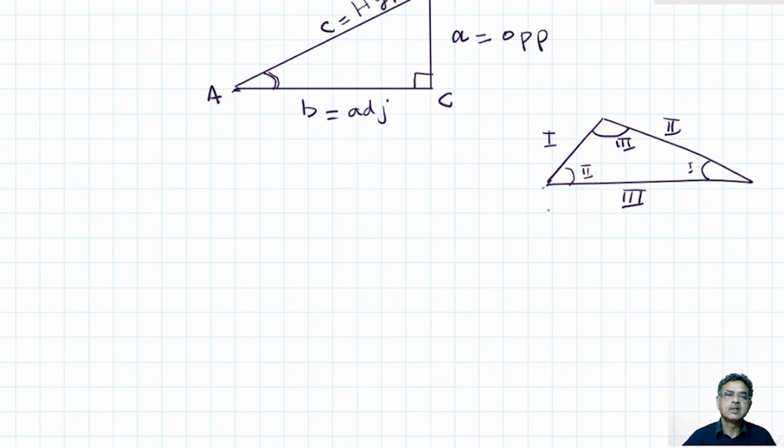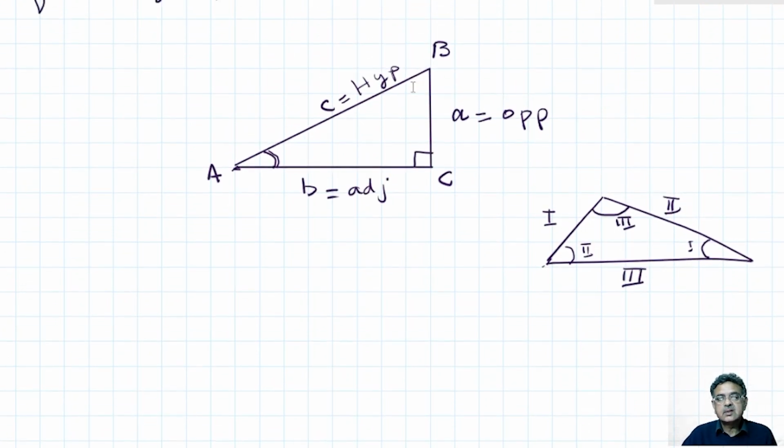But it should be considered that, like these two sides, A and B, if they are in the ratio 1:2, it does not mean that the angles opposite to them will also be in the ratio 1:2. No. The ratio is not the same, but if A is smaller than B, then the angle opposite to A must be smaller than the angle opposite to B. That's what we need to understand.